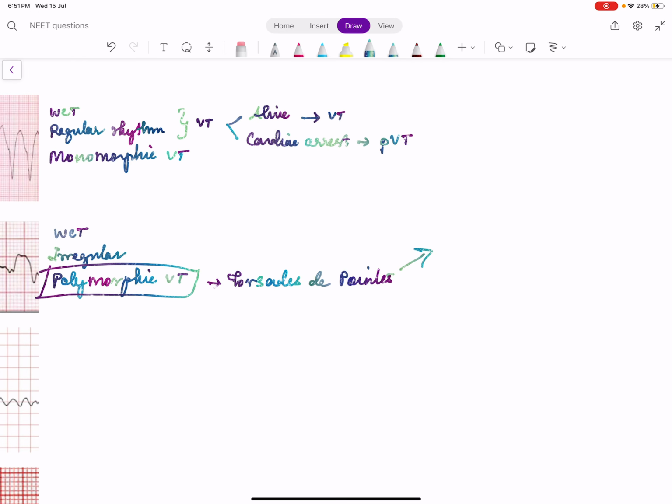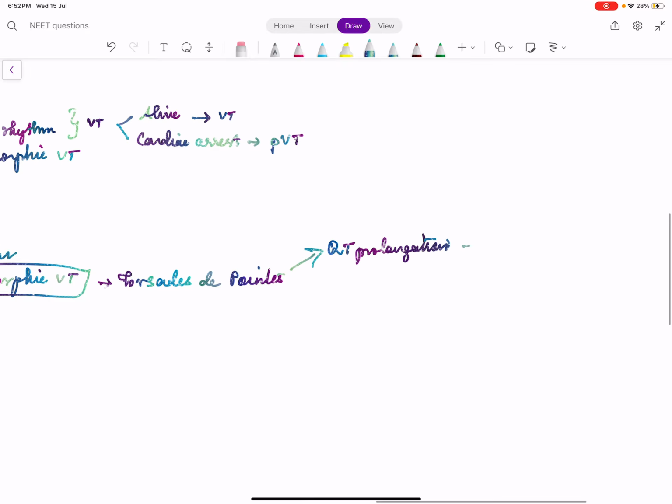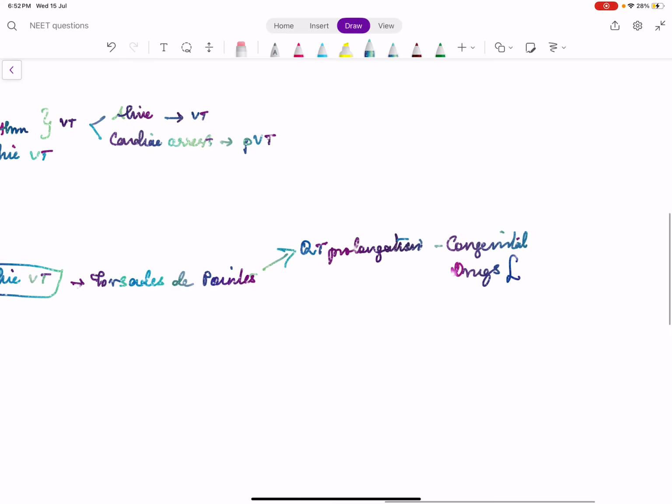One important cause of torsades de pointes is any condition causing QT prolongation. It may be due to many reasons. There are some syndromes called congenital long QT syndrome, so congenital reasons may be there. There are some drugs, for example fluoroquinolones, antimalarials, antipsychotic drugs. They can prolong the QT interval.